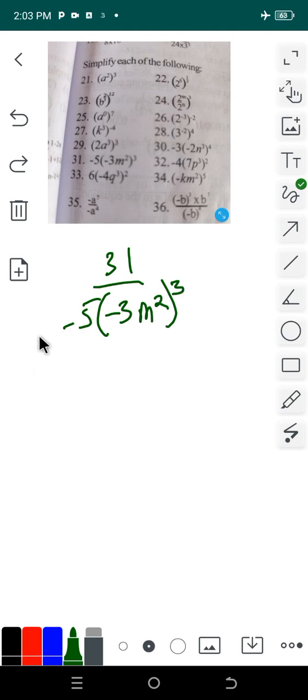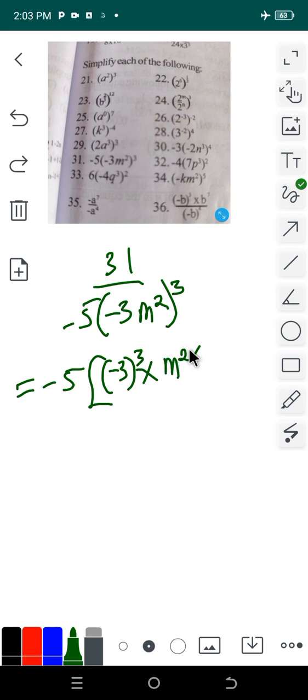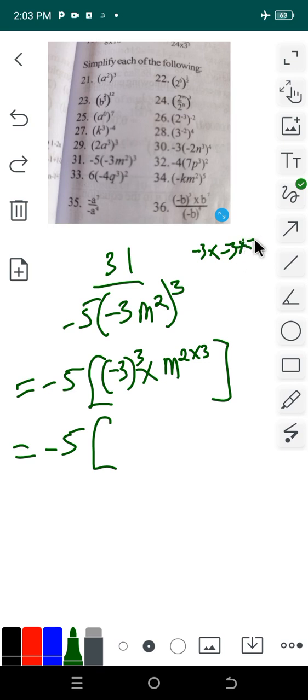So the solution, let us bring the minus 5 down. We open the bracket, minus 3 to the power of 3 multiplied by m to the power of 2 multiplied by 3, you close. So the next step, you bring down minus 5, open bracket. So this, let me use this place, minus 3 times minus 3 times minus 3. This is what is here. Minus 3 in 3 places.